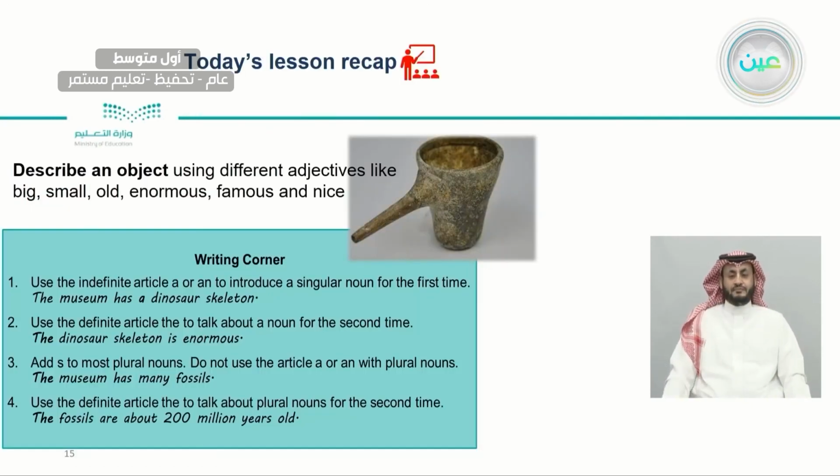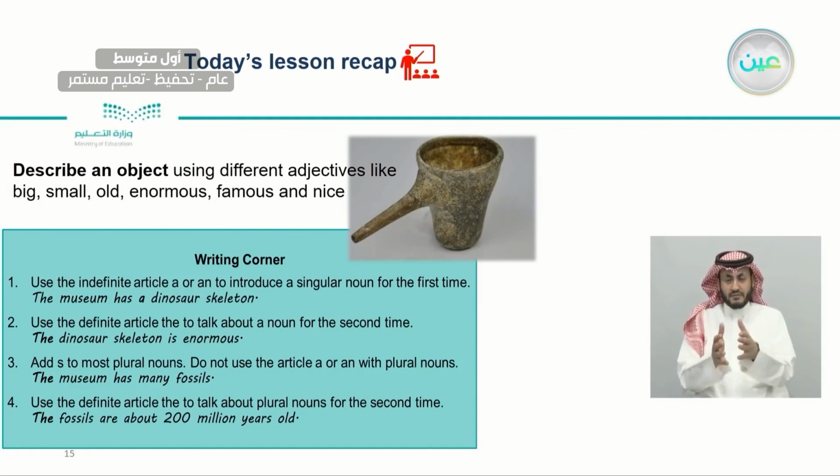Okay. So let's have today's lesson recap. We describe an object using different adjectives like big, small, old, enormous, famous, and nice. Also in the writing corner, we talked about the definite and indefinite articles.